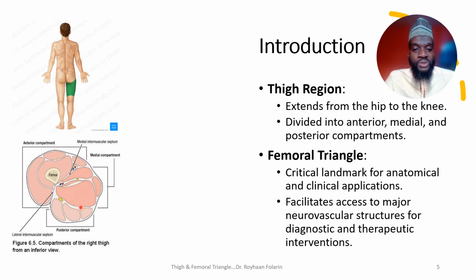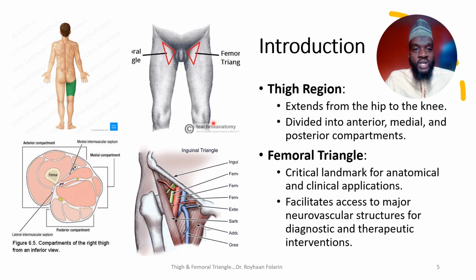Okay, while you have the posterior compartment spanning from here to here. So these compartments house different groups of muscles, as you can see, with different functions and innervation. On the other hand, the femoral triangle, which is the second leg of this current lecture, is a critical landmark in both anatomy and clinical medicine.